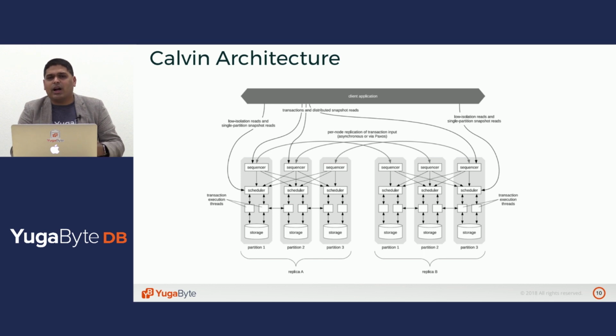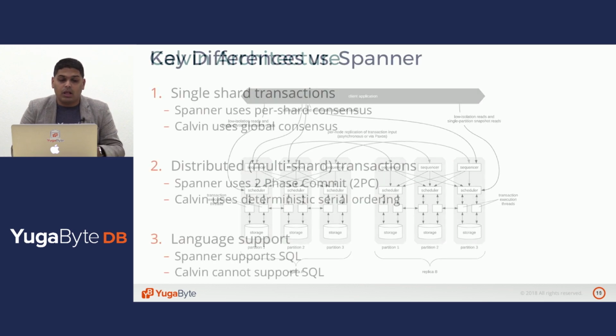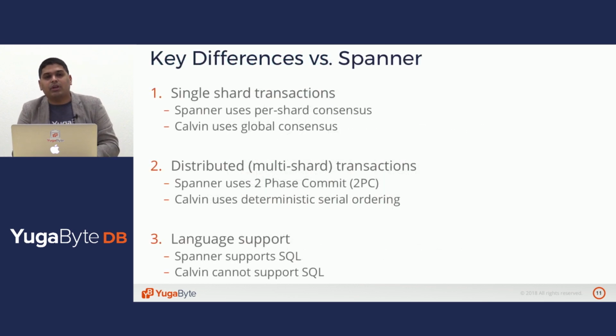So in terms of architecture, it's a much simpler architecture because there is a single global consensus leader that is ensuring the ordering guarantees of both single shard as well as distributed transactions. Note, there is no dependency on clock skew as such, because two nodes are not competing to write the data with their own notion of clock in this system. So these are some of the key differences between Calvin approach and Spanner approach.